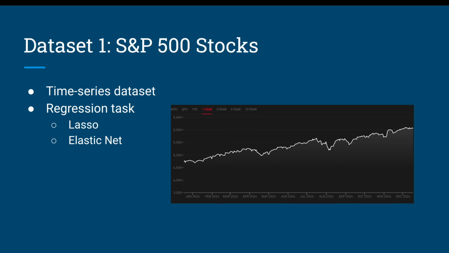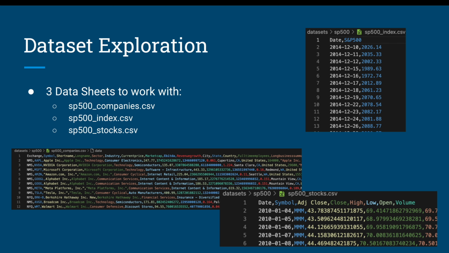Our first dataset was the S&P 500 stock dataset, and we were performing a regression task with Lasso and ElasticNet models, and this was our time series dataset. We had three datasets that we were working with for this. We had the S&P 500, the actual index, and then the stock CSV.